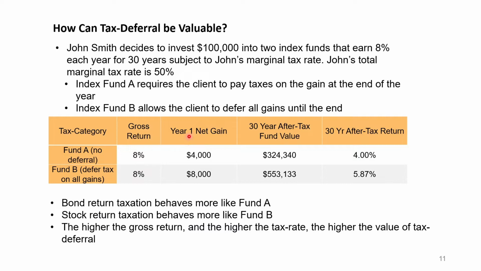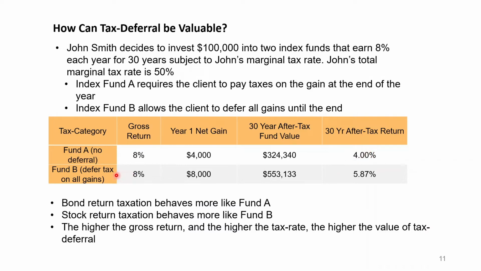When you look at fund A with no deferral, the net gain is only $4,000, and the reason is you're losing 50% of this 8% gain due to taxes. So the after-tax fund value at the end of 30 years is $324,000, right? And the 30-year after-tax compound annual return is 4%. And that makes sense, right? Because you're losing 4% each year due to the taxes, so your after-tax return is 4%.